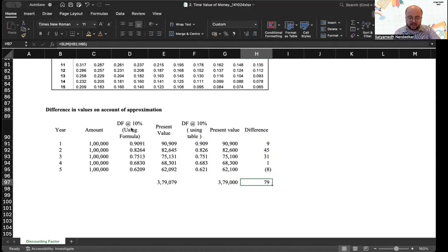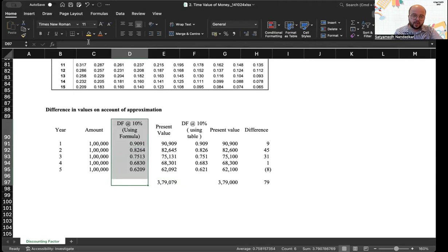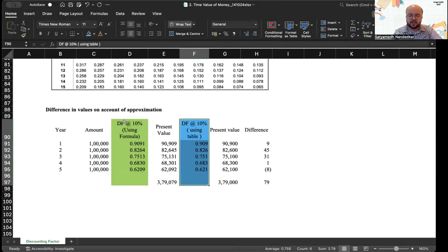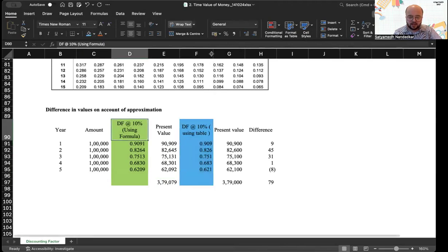Now, naturally, if the number of values are more, this difference might increase. But overall, I can only see a difference of 79 rupees in the two values. Now, focus on these two columns. I'm putting this in green and this one is in blue. What I want you to do is observe how the two values are different from each other.